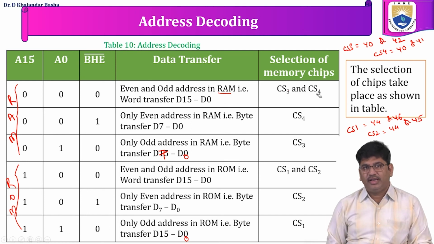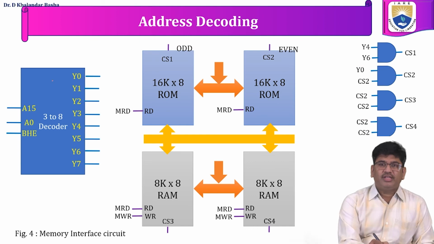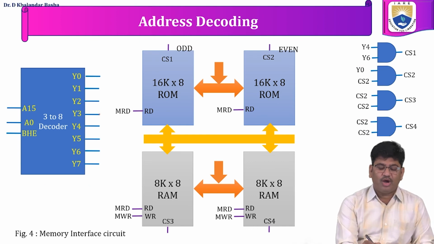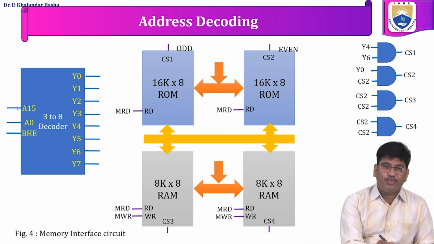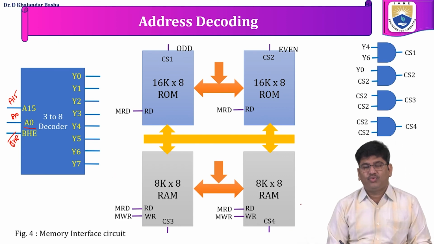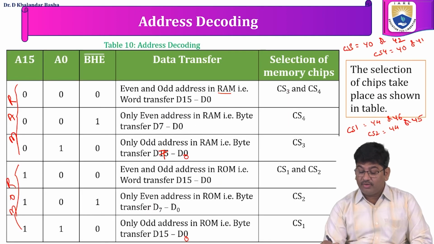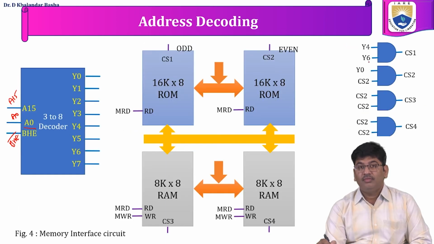Now we will see the total interface diagram which is required for interfacing the given ROM and RAM blocks. The first block is a decoder which will enable the output signals which are necessary for enabling one of the memory chips. The input lines we are going to select with A15, A0 and BHE bar. These lines will enable one of the output lines Y0 to Y7. The chip select 1 we are going to enable for Y4 or Y6. Y4 or Y6, this is an OR gate.